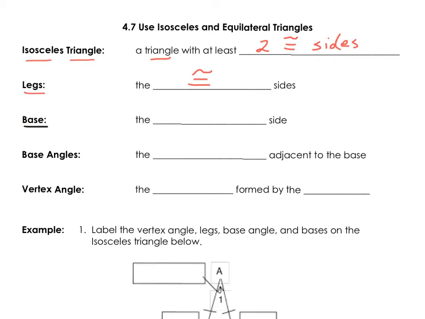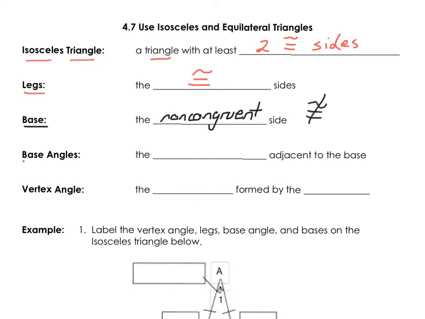So you could say that is the third side or the non-congruent side. If you want to write it shorthand and use the symbol, you can use the congruent symbol and kind of slash it out. That tells me it's not congruent.